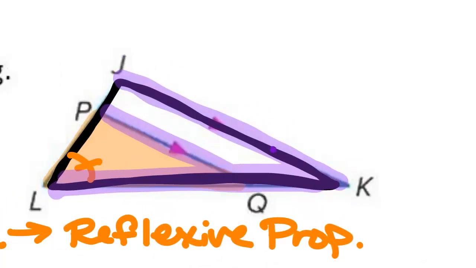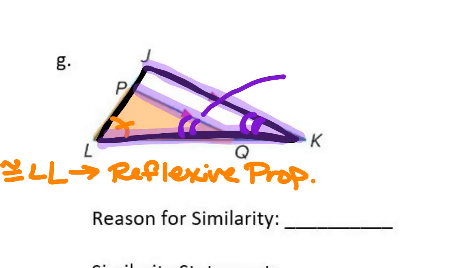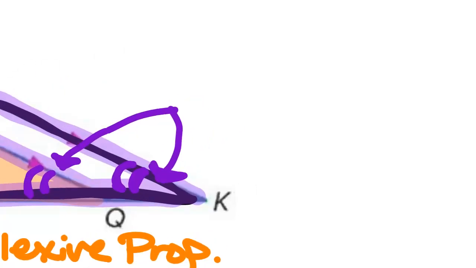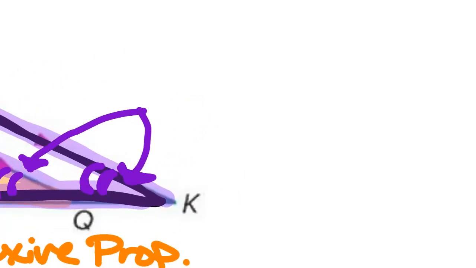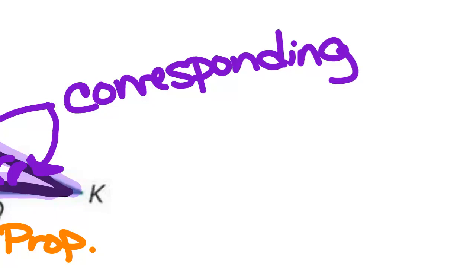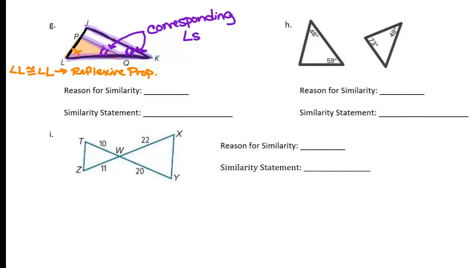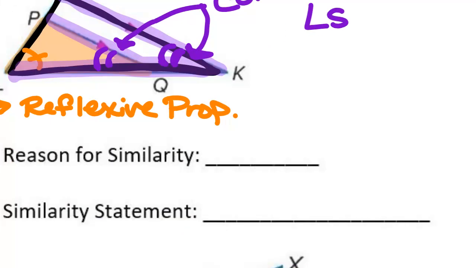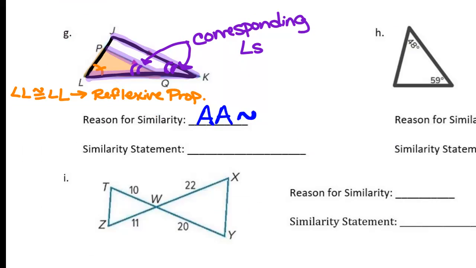So that picks out this purple angle right here and this purple angle right here. Those are not alternate interior angles, but that is one of the special angle pairs that we learned about last semester. Those are corresponding angles. They're in matching corners. Corresponding angles are congruent. So now I have enough to say these two triangles are congruent, or similar, sorry. These two triangles are similar by angle-angle similarity.